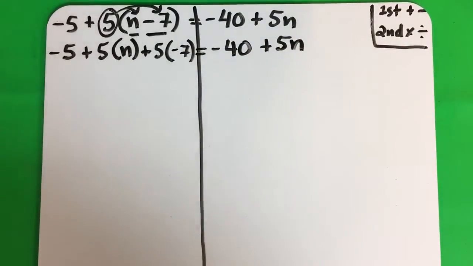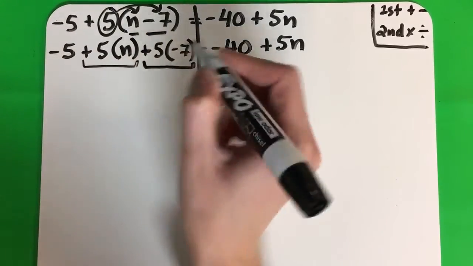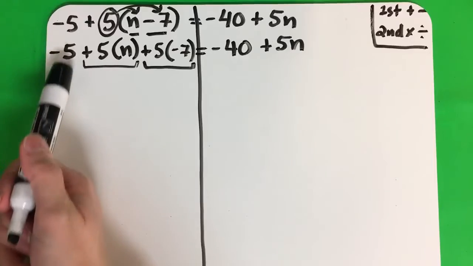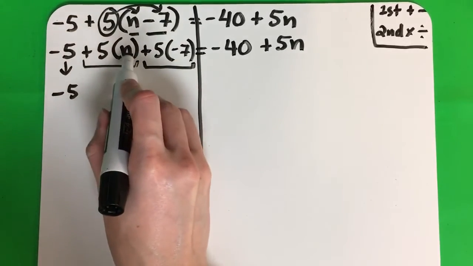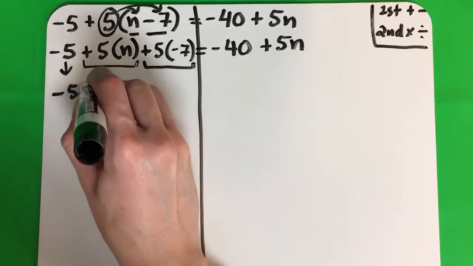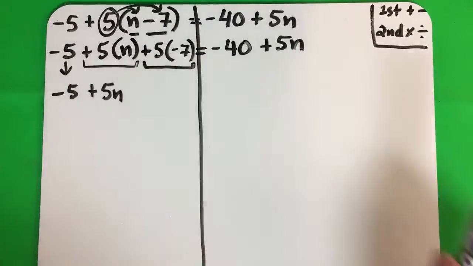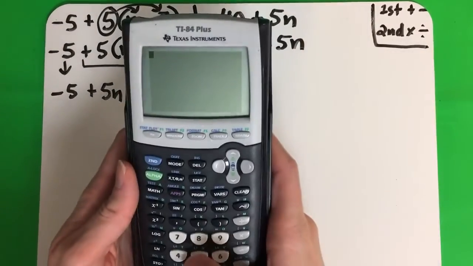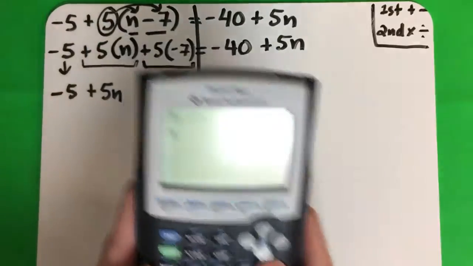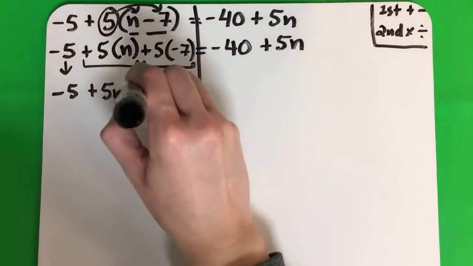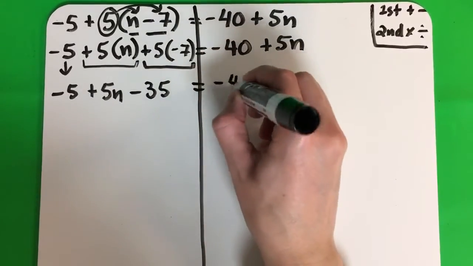Okay. Now parentheses is always first. Paréntesis siempre es primero. So we're going to do these two parts here. Copy -5. 5 times n, 5 por n, it's 5n. In the calculator, 5 times -7. So 5, parenthesis, -7, parenthesis, -35. Equals, again, copy. Otra vez, copy.